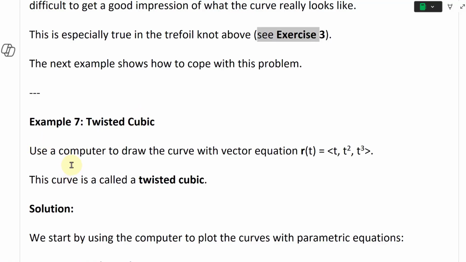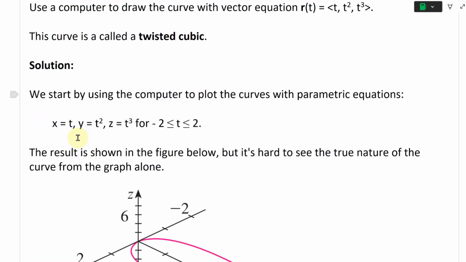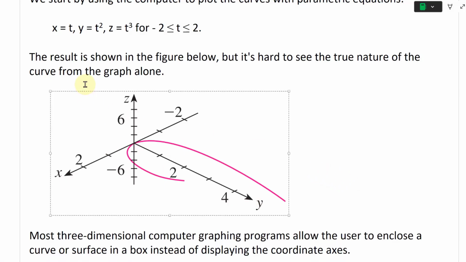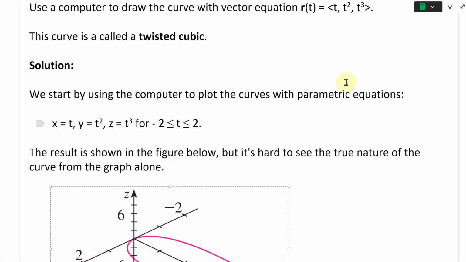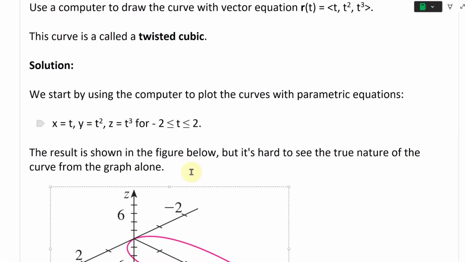This one states: use a computer to draw the curve with vector equation r of t equals t for the x, then t squared, and t cubed for the y and z components respectively. This curve is called a twisted cubic. Interesting. For the solution, we start by using the computer to plot the curve with parametric equations. First, I'll use my calculus book, the graphs, and then I'll go over to GeoGebra. We're going to plot these parametric equations: x equals t, y equals t squared, and z equals t cubed for t between -2 and 2. So it looks something like this.